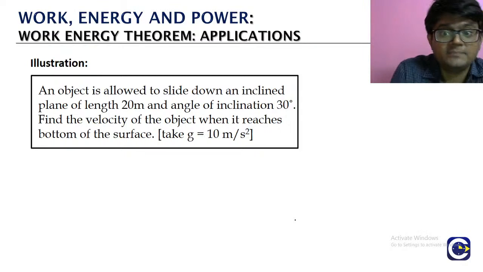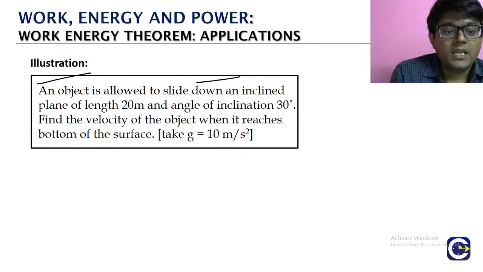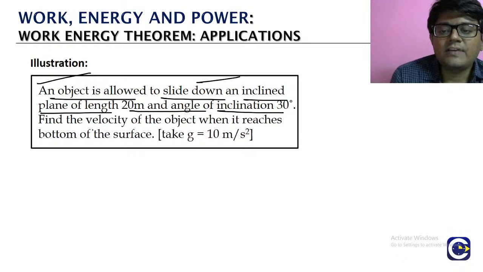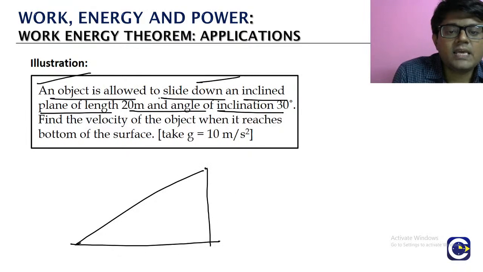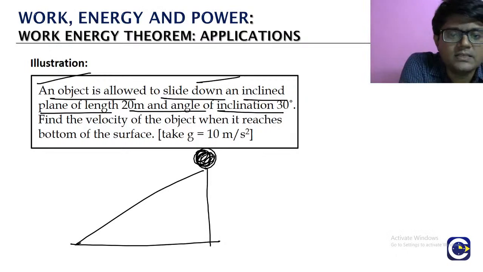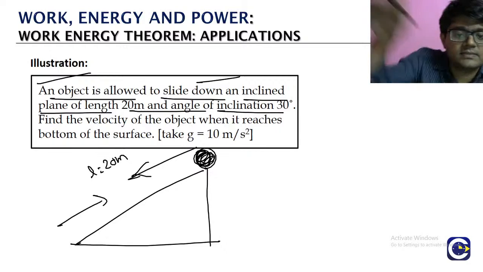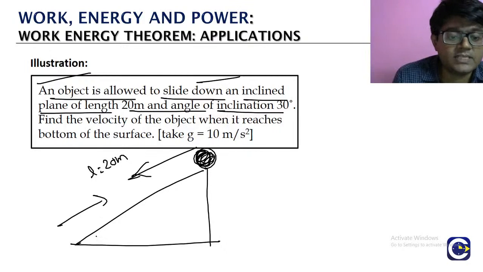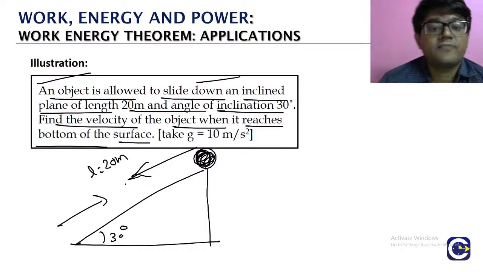Look at the next question. This is the case of the inclined plane. An object is allowed to slide down an inclined plane of length 20 meter. Angle of inclination is 30. See here, this is the inclined plane. Is allowed to slide down. Slide down means it is sliding down from the top, so coming from top to bottom. The length of this inclined plane is 20 meters. It is sliding down along the inclined plane. Angle of inclination is 30. Find the velocity of the object when it reaches the bottom of the surface.